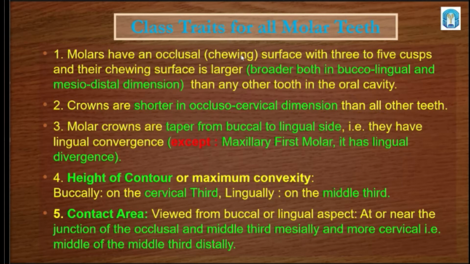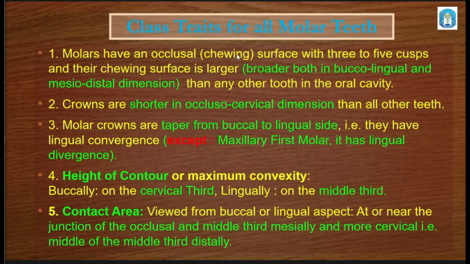Molar crowns are tapered from buccal to lingual side, usually. Buccal side is a little bit bigger, lingual side is a little bit smaller, like other teeth. It is known as lingual convergence. So all the teeth have lingual convergence, even molars. But there is an exception: the maxillary first molar has lingual divergence. Only one exception, that is maxillary first molar. Its lingual side is a little bigger than the buccal side.